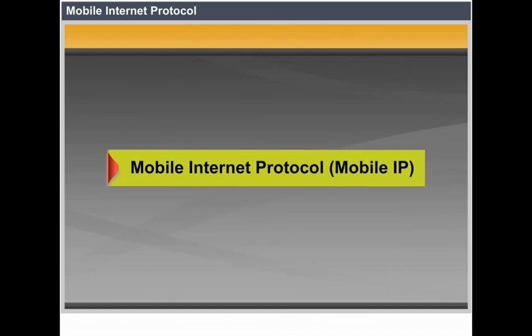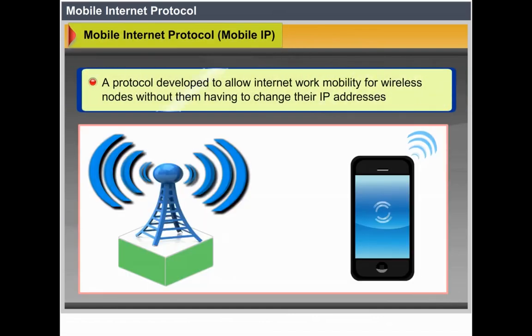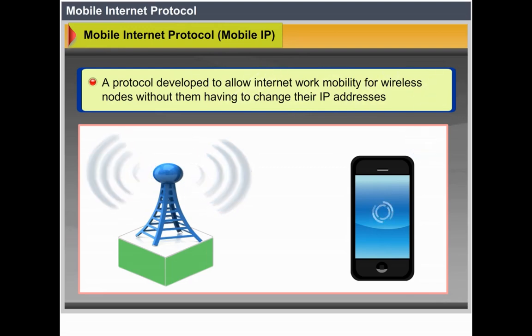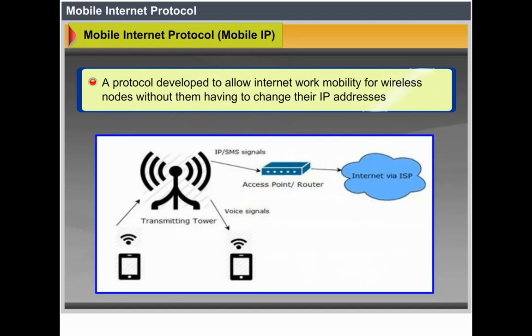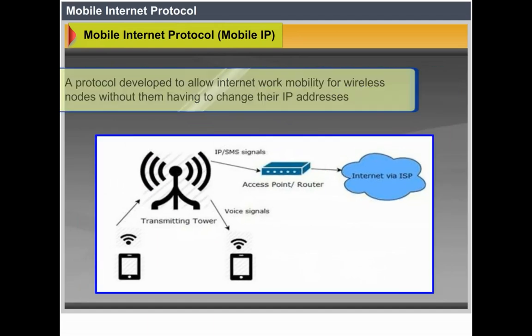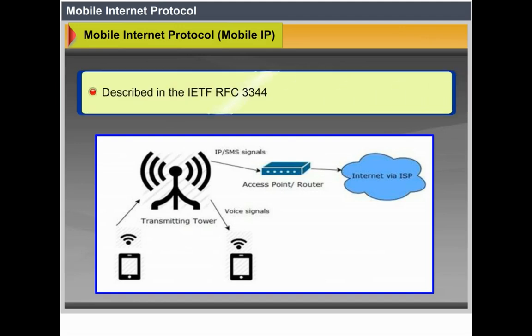Mobile Internet Protocol, mobile IP. A protocol developed to allow internetwork mobility for wireless nodes without them having to change their IP addresses. Mobile IP is defined by the Internet Engineering Task Force, IETF, and described in IETF RFC 3344.